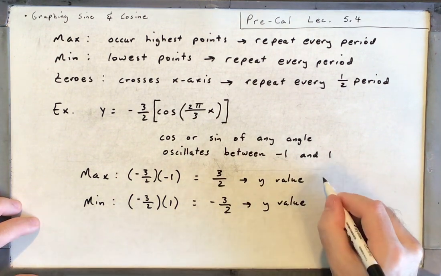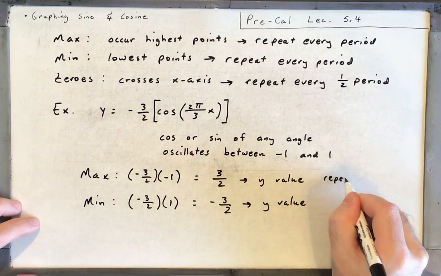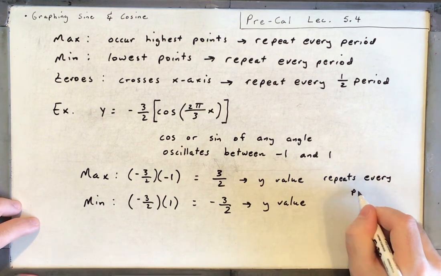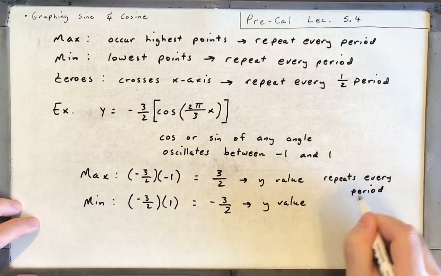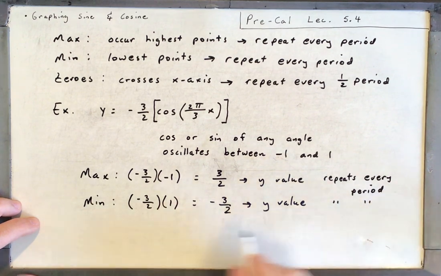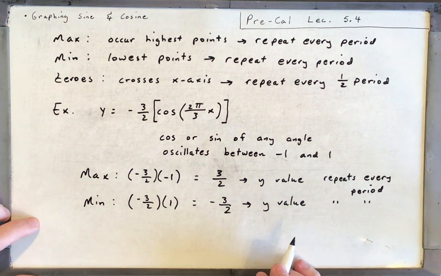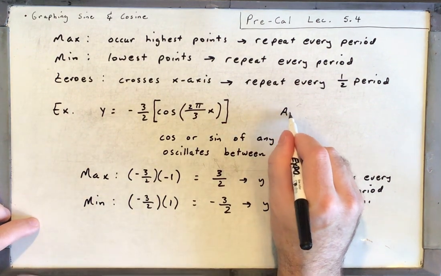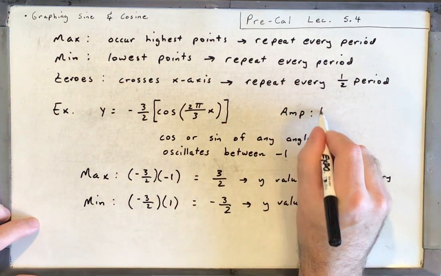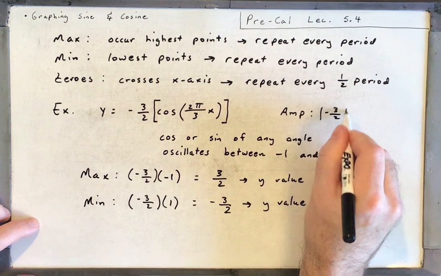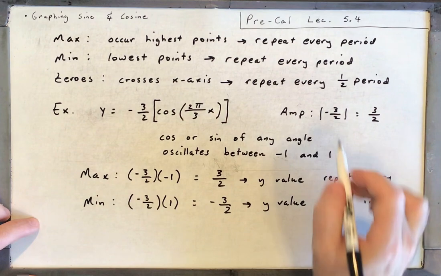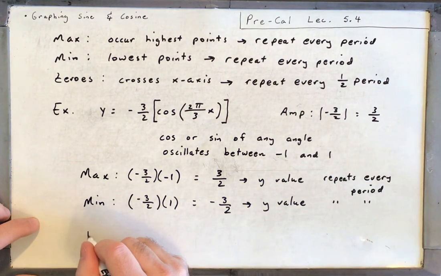That's your minimum. And this repeats every period. Both of those do. Max and the min repeat every period. What is the amplitude of this? Okay, the amplitude is just going to be the absolute value of -3/2. So I could ask you that on homework or a test. And then what is the period?